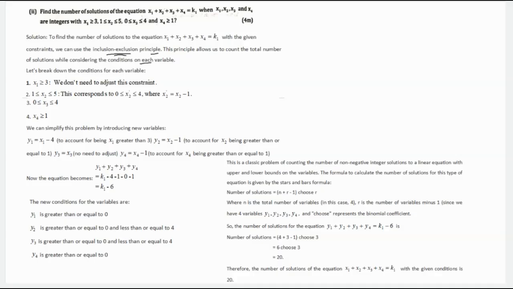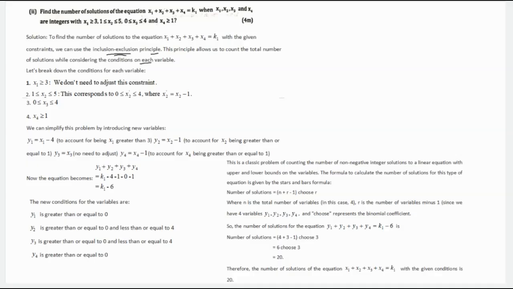Adding the values, k1 plus 4 minus 1 minus 0 minus 1 will give you k1 equals 6. So the new conditions for the variables are: y1 is greater than or equal to 0, y2 is greater than or equal to 0 and less than or equal to 4, y3 will be greater than or equal to 0 and less than or equal to 4, y4 will be greater than or equal to 0. This is a classic problem of counting the number of non-negative integer solutions to a linear equation with upper and lower bounds on the variables.